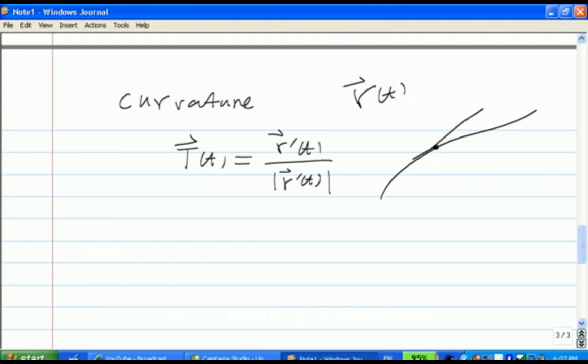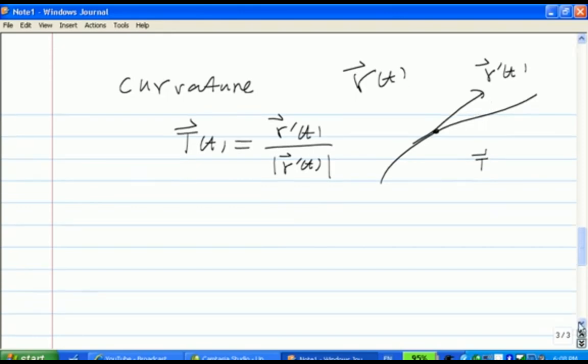And r prime t gives you the tangent direction. And the capital T has the same direction as r prime t, which means it is also a tangent direction. However, its magnitude is 1. The curvature of a curve has been defined by the magnitude of dT/ds. Capital T is a vector, you take a derivative, it is still a vector, and so we take its magnitude to give you a scalar.